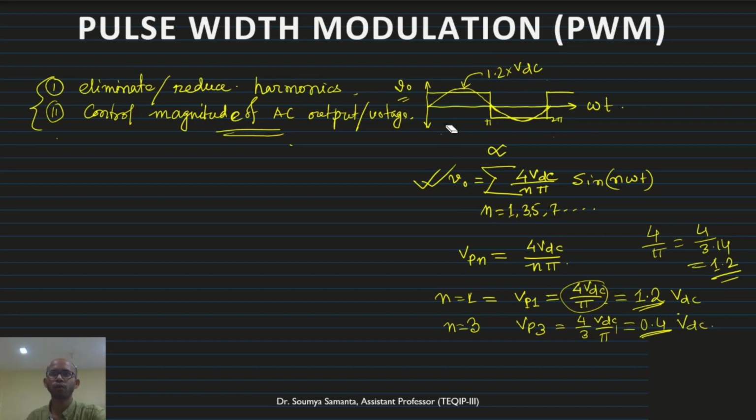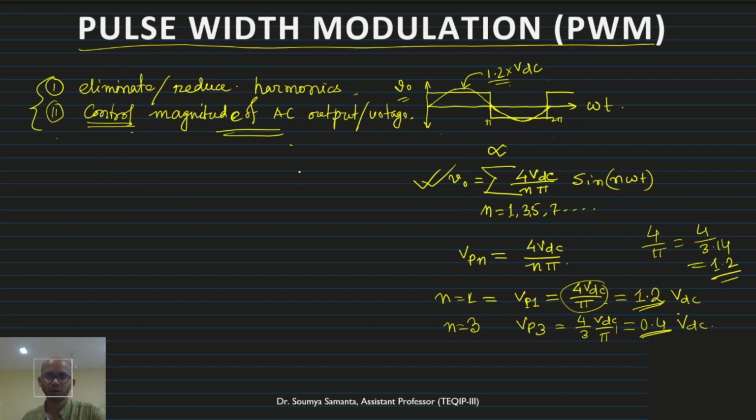Now if I want to reduce this one, we cannot go beyond that. We cannot increase more than 20%, but we can reduce this one. Suppose 0.9, 0.8, 0.7, that we can do. How can we do that? That control, which is less than this 1.2, can be done using pulse width modulation.